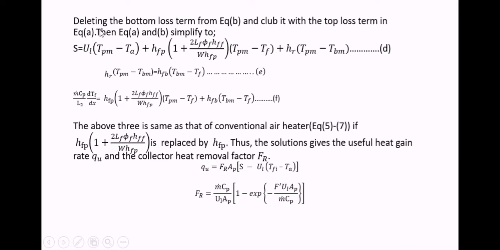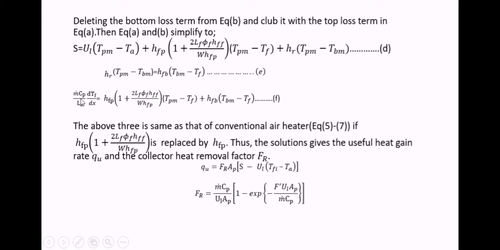Then, as we did in the previous cases, deleting the bottom loss coefficient from equation B and clubbing it with the top loss term in equation A, equations A and B can be simplified to S is equal to UL into TPM minus TA plus HFB into 1 plus 2LF phi F HFF divided by W HFP into TPM minus TF plus HR into TPM minus TBM. Then the second equation is HR into TPM minus TBM, which is equal to HFB into TBM minus TF.